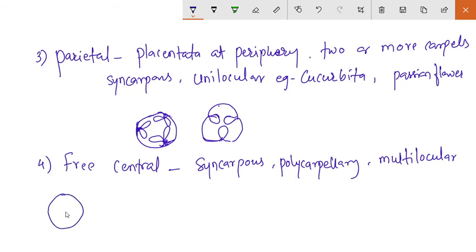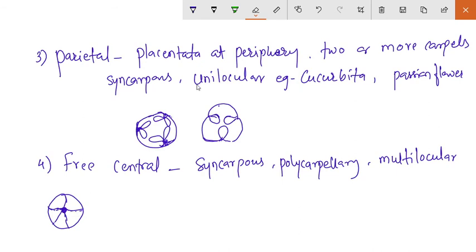ओके. आता या ठिकाणी सेंट्रल प्लासेंटेशन मध्ये काय पाहिलं होतं आपण की हे जे मार्जिन्स आहे या ठिकाणी काय झालते, युनाइट झालते. ठीक आहे. आणि इथे या ठिकाणी असे हे पार्टिशन वॉल होते. ओके. कशामध्ये, इन्थेल प्लासेंटेशन मध्ये. आणि इथे सेंट्रल ऍक्सिस तयार झालेला. ओके. पण फ्री सेंट्रल मध्ये काय होतं, सिनकार्पसच आहेत, पॉलीकार्पिलरी पण आहेत आणि मल्टीलॉक्युलर पण आहे, ॲज लाईक द सेंट्रल ऑर एक्झॅल प्लासेंटेशन. बट हिअर व्हॉट हॅपन, दिस पार्टिशन वॉल बिटवीन दिस चेंबर्स दे गेट लॉस्ट.